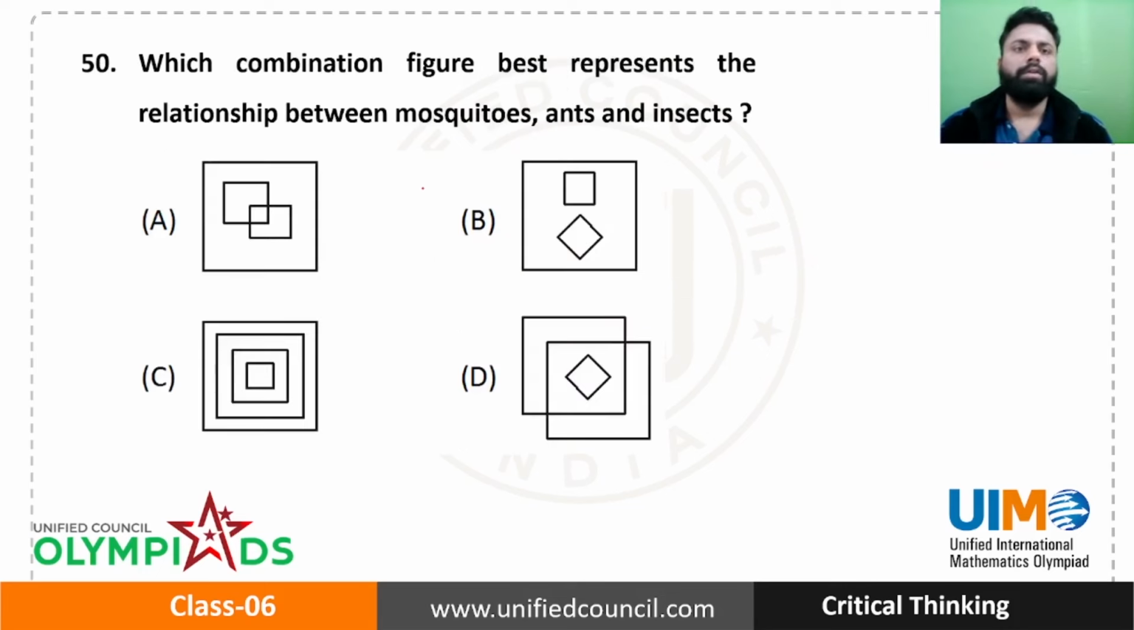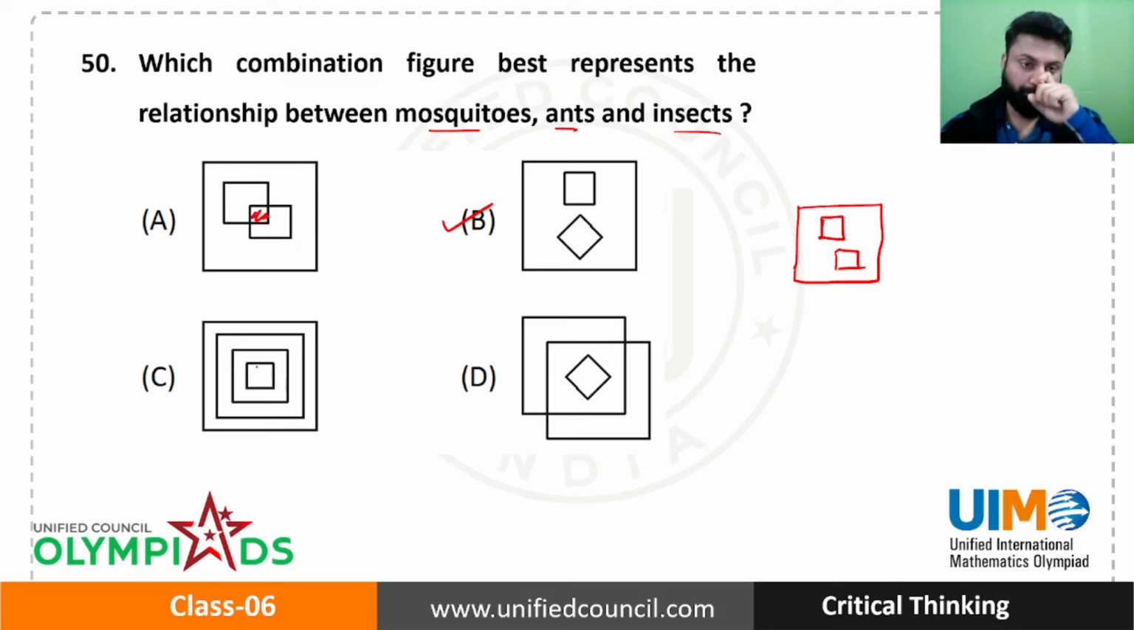C option. Which combination figure best represents the relationship between mosquitoes, ants, and insects? So see, when we talk about insects, in insects we are having what? Mosquitoes, and we are having ants. Mosquitoes are different, ants are different. They are not common. Nothing is common. So B option is the correct answer, and this is how we can solve the questions.